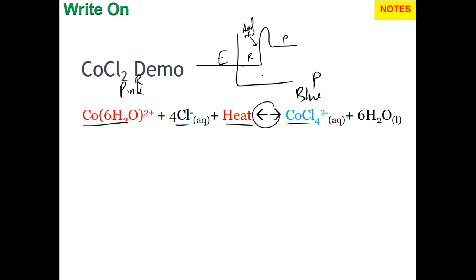So that means that the forward reaction is endothermic, which also means that it's easier to go back the other way. So the reverse reaction is exothermic. Hence, it releases heat when I make cobalt ions. I break up cobalt chloride.